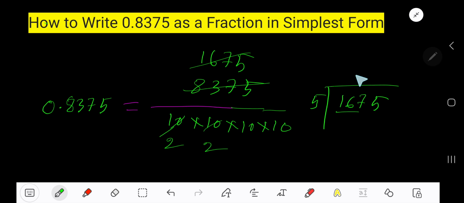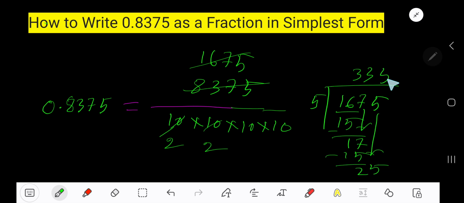Now this is also divisible by 5, and this is divisible by 5. We get 2, and we get what? 5 goes into 16, 3 times, 3 times 5 is 15, subtract, 1, bring down this 7. 5 goes into 17, 3 times, 15, subtract, 2, and bring down the 5 again. 5 goes into 25, 5 times. So we are getting 335.